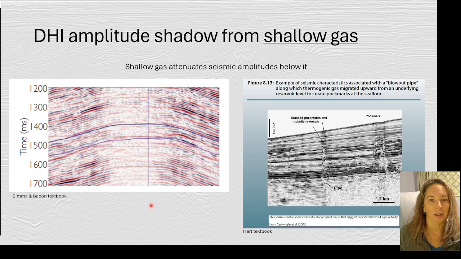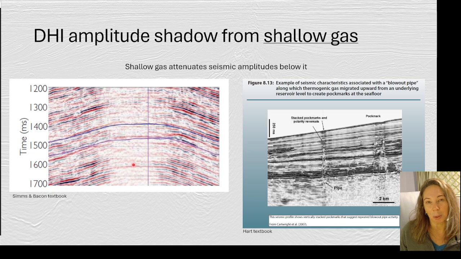Okay. So I also wanted to mention a little bit about shallow gas and gas chimneys. In this case, we have a gas cloud right in this area, and it actually dims and attenuates the seismic amplitudes below it. You can see that below the gas cloud, which is above us a little bit, you've got a dimming of the amplitudes.